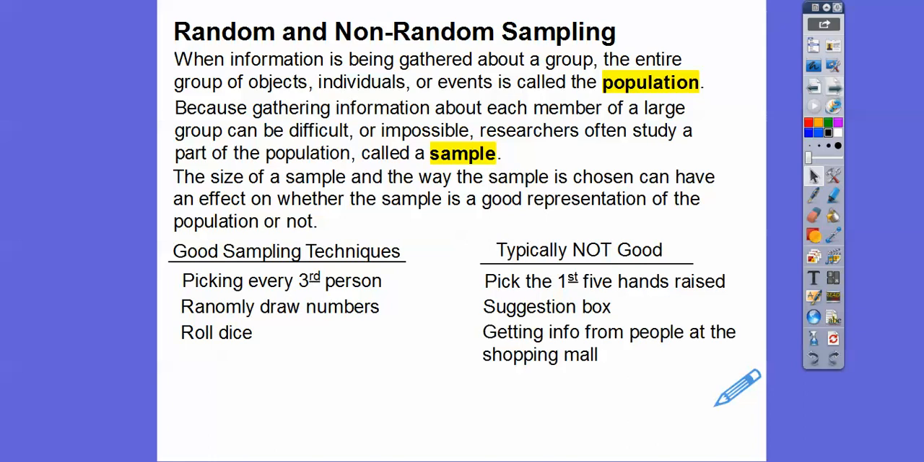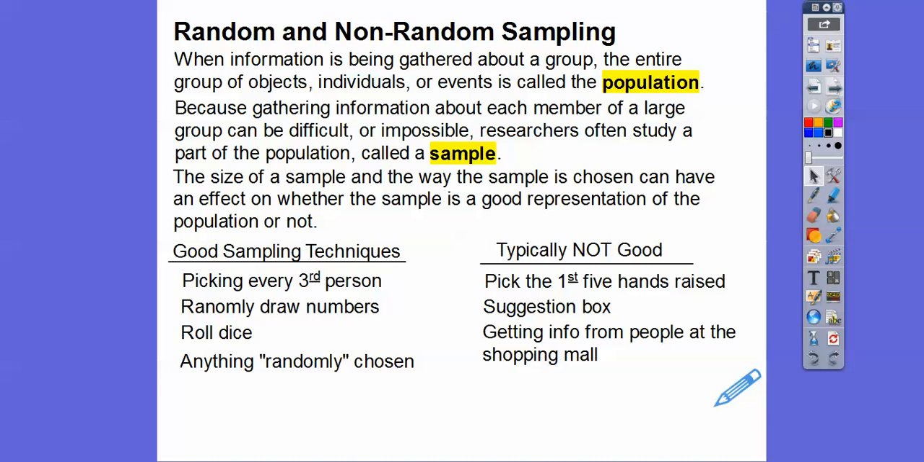Or getting information from people at a shopping mall. Let's say you want to see what people like to buy, and you go to a shopping mall and interview people coming through the door. Well, that's not good because you're only picking people that like to go shopping. There are a lot of people that can't go shopping or just don't like to go shopping, and so what do they like to buy? You're not getting a good representation of the whole population there.